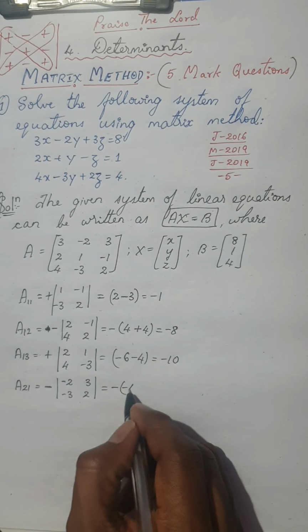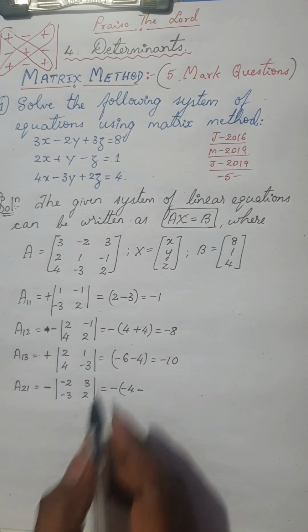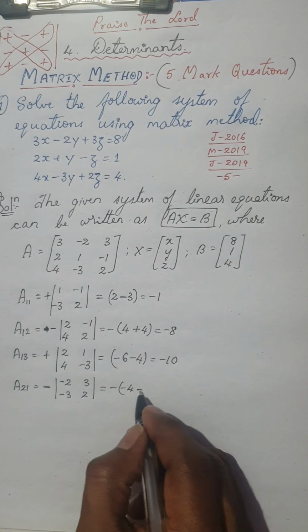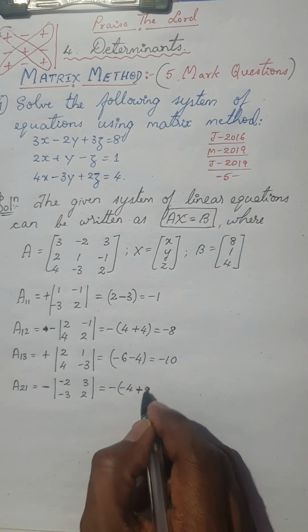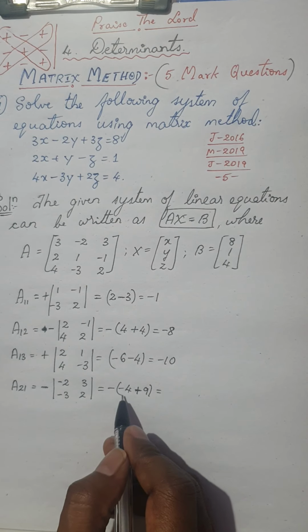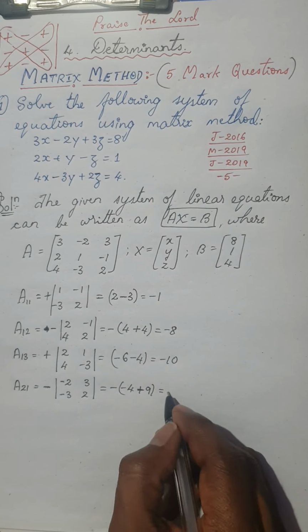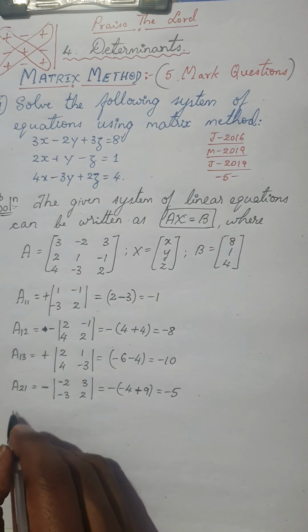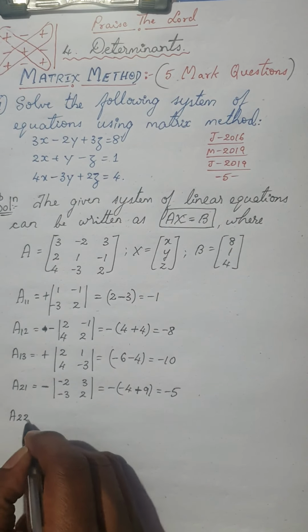Minus 2 into 2 will be minus 4. Now I have minus 3 into 3. Minus 3 into 3 is minus 9. So this becomes minus of minus 4 minus 9, which is minus of minus 13... What is 9 minus 4? 9 minus 4 is 5. But because I have minus outside, I will get minus 5. Okay. Now next, let me go for A22.